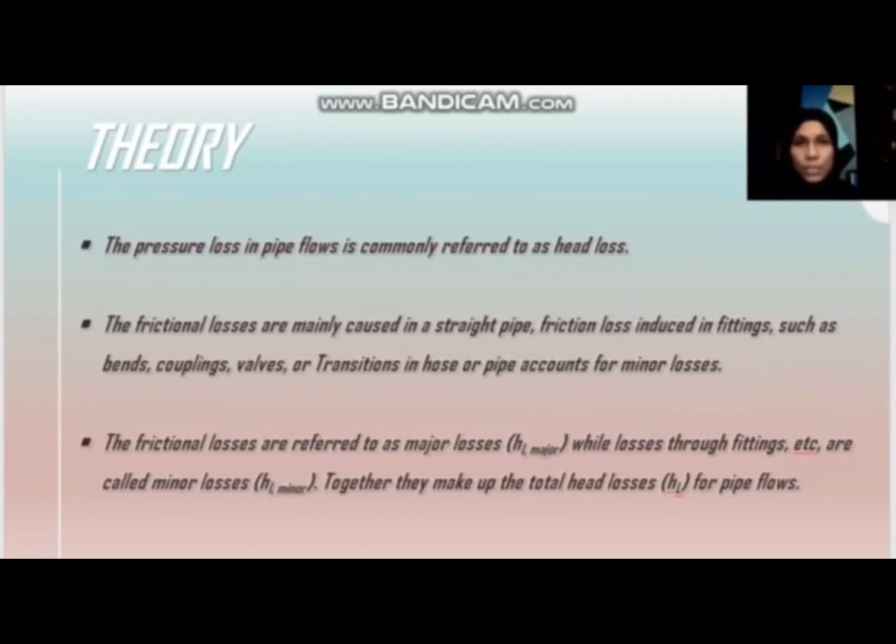The frictional losses are mainly caused in a straight pipe. Friction loss induced in fittings such as bends, couplings, valves, or transitions in hose or pipe accounts for minor losses. The frictional losses are referred to as major losses, HL major, while losses through fittings are called minor losses, HL minor. Together, they make up the total head losses, HL, for pipe flows.